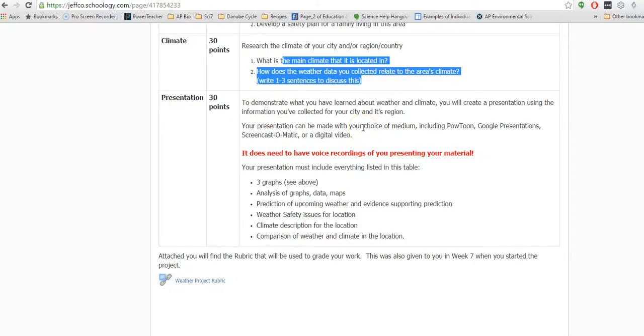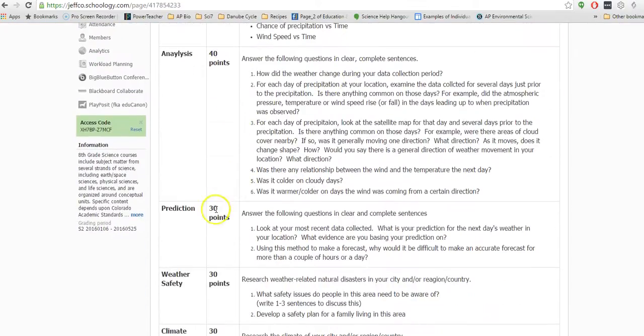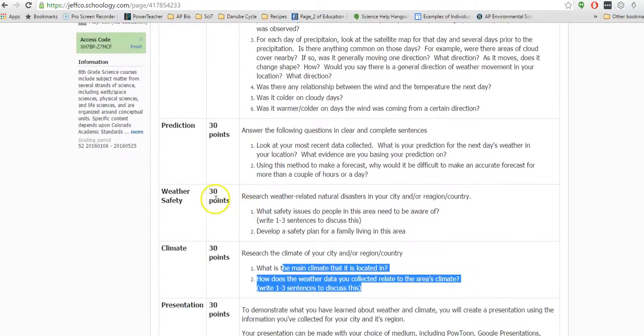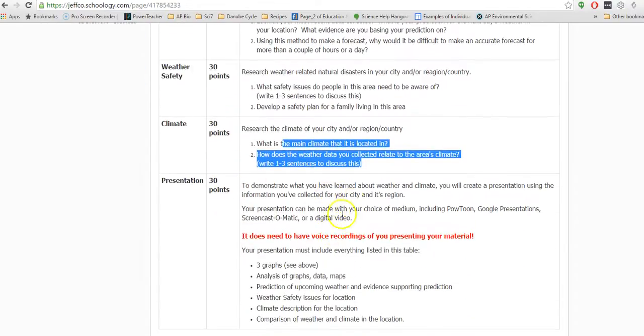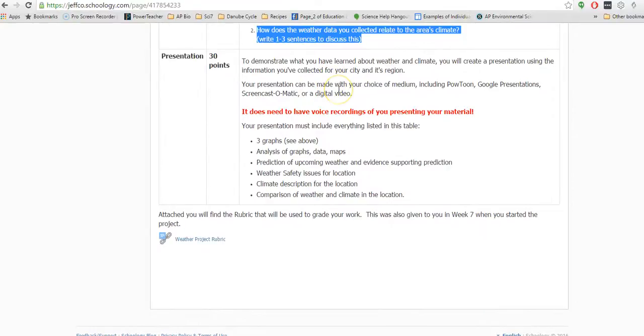Presentation. This is 30 points. The whole thing is worth, I think, so we've got 80, 30, that's 110. So this is a 200-point project, okay? So for your presentation, I want you to demonstrate what you've learned about weather and climate. You need to create a presentation using the information that you've collected on your city and its region.